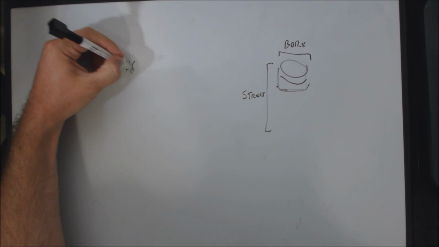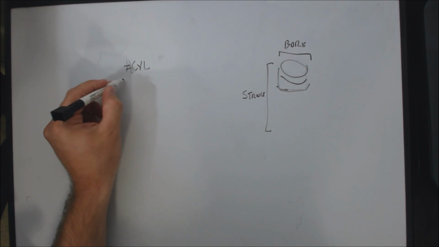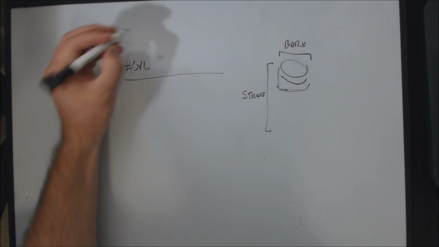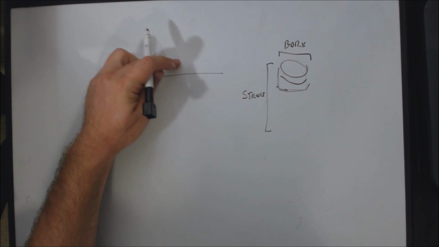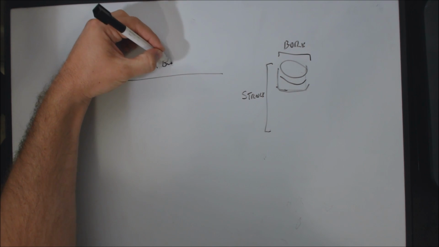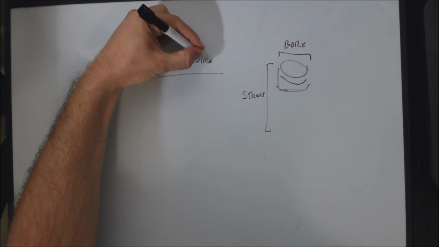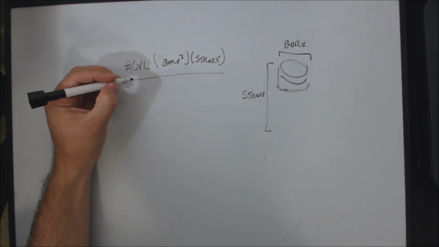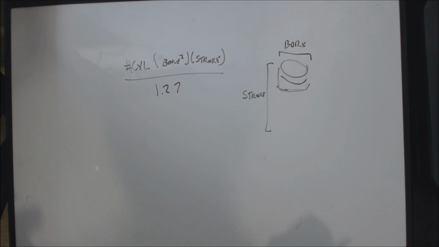I have the number of cylinders, so if I have a V6, it'd be this number, V6. If I have a V12, that number, V12. Displacement, that's what I'm solving for, equals the number of pistons times bore squared times stroke, and I want to divide that by 1.27, and that's the universal number, works for any engine you calculate.